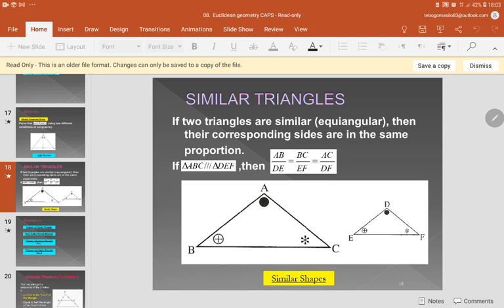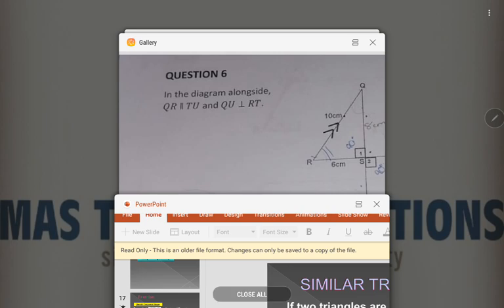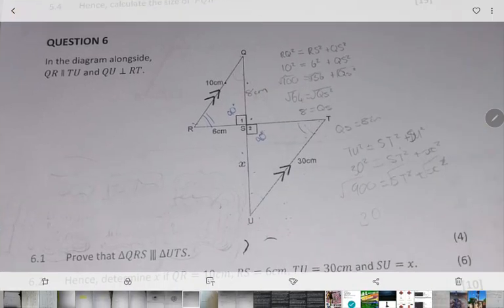Now, I'd like you to notice the pattern. It is AB all over DE. Look at both triangles. It's AB all over DE. If I choose BC, I have to choose EF. Right? If I choose AC, I'll definitely have to choose DF. We'll do this using an example. So, how are we going to use this? I want to use this example here.